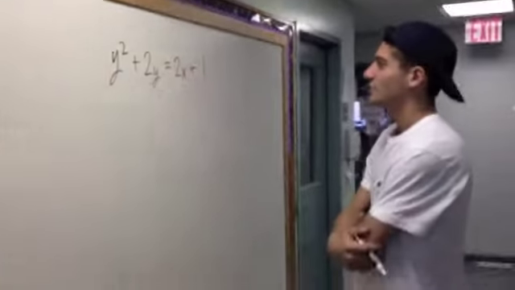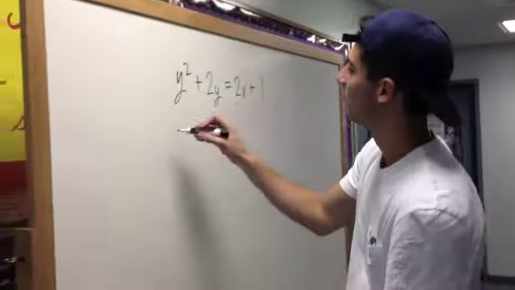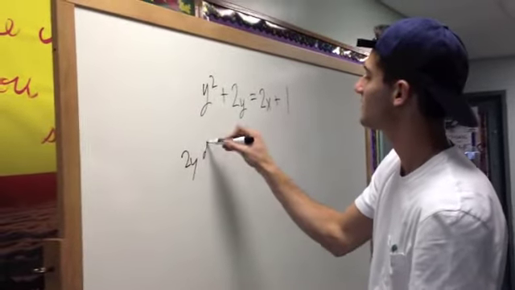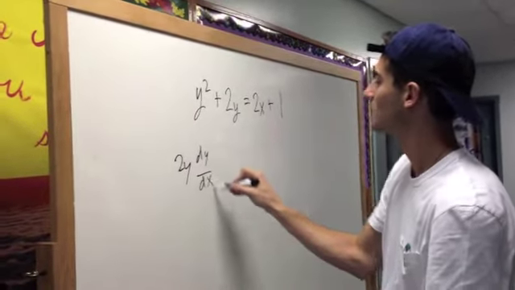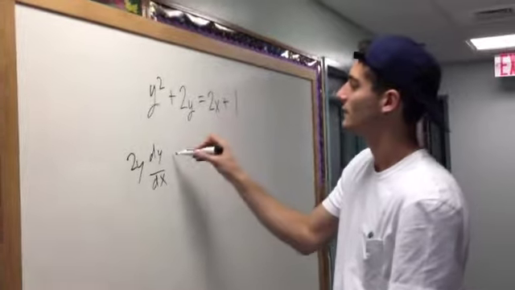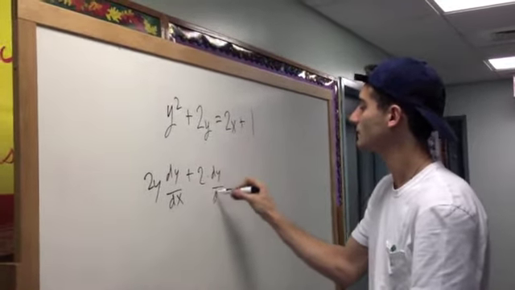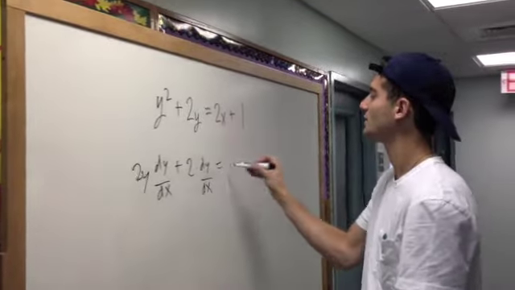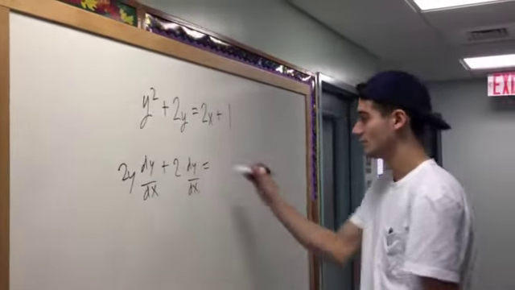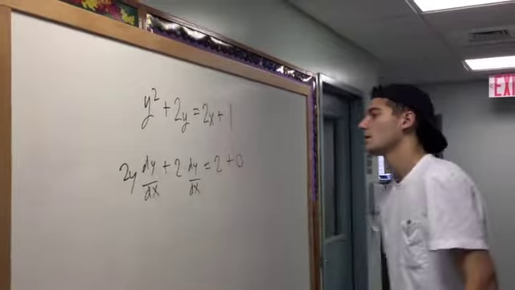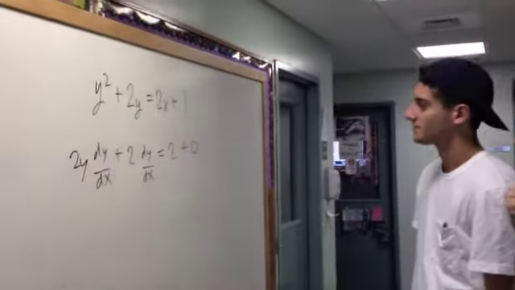Let's start off by taking some derivatives. So we all know y squared is 2y times dy/dx. Yeah, we do all know that. And then we have derivative of 2y is just 2 times dy/dx. Is that equal to 2 plus 0? I believe those are good first steps to take.